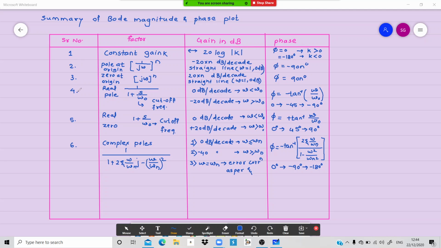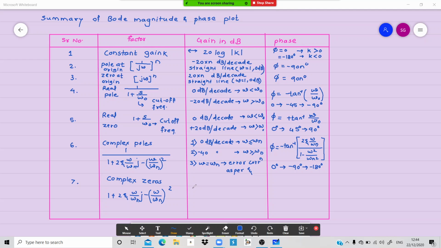And the last one, the seventh one, because of gain: 1, 2, 3, 4, 5, 6, and gain, that's why it is 7. Then it is complex zeros. There is no need to have 1 upon; it will be 1 plus 2 zeta omega upon omega n, plus omega square upon omega n square. This derivation I have not done, but I am expecting it from you if it is asked in the paper.